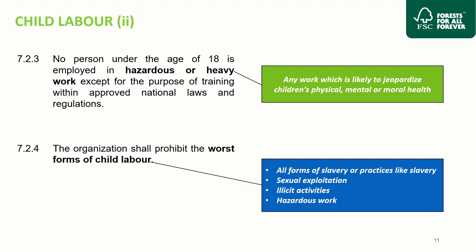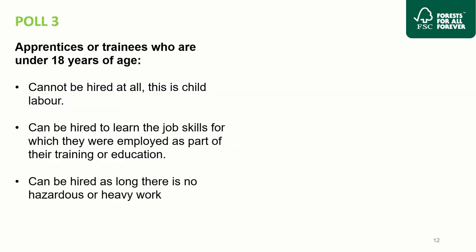Now let's launch the third poll. Apprentices or trainees who are under the age of 18 years cannot be hired at all. This is child labour. Can be hired to learn the job skills for which they were employed as part of their training or education. Can be hired as long as there is no hazardous or heavy work.